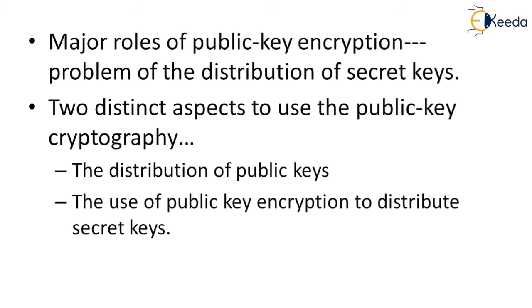So the most major role for the public key encryption is the problem of distribution of the secret keys. So the public key is defining the distribution of the secret keys. So two distinct aspects of use of public key in cryptography are the distribution of the public keys first, and the use of public key encryption to distribute the secret keys. So one after another, once this public key is known, then based on that the distribution of the secret keys for each and every process can be done.